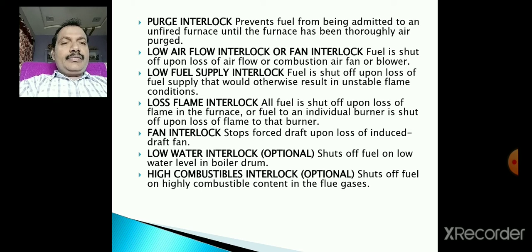Loss of flame interlock: all fuel is shut off upon loss of flame in the furnace, or fuel to an individual burner is shut off upon loss of flame to that burner. Next, fan interlock stops forced draft upon loss of induced draft fan. Next, low water interlock shuts off fuel on low water level in boiler drum. High combustibles interlock will shut off fuel on highly combustible content in the flue gases. So these are the various conditions in which the interlock will stop the flow of fuel into the furnace.